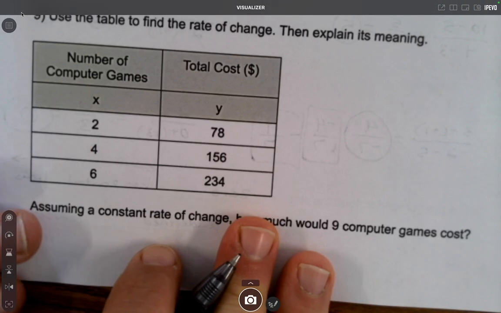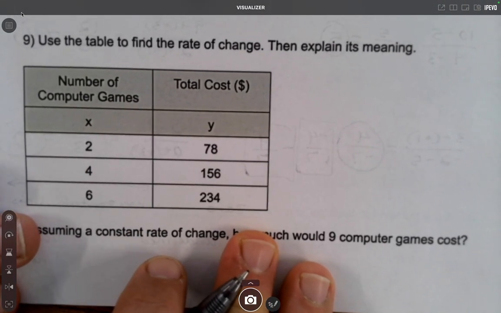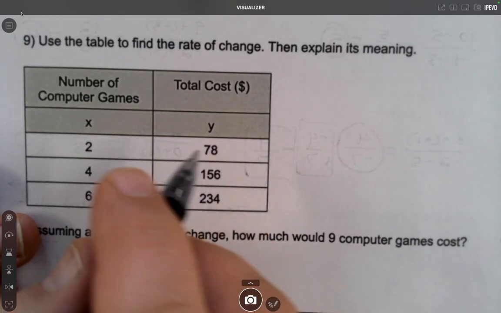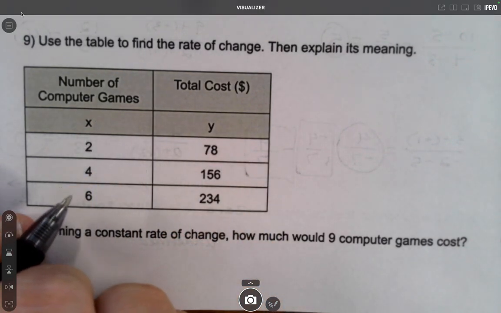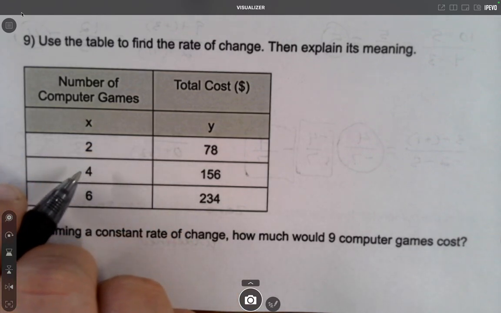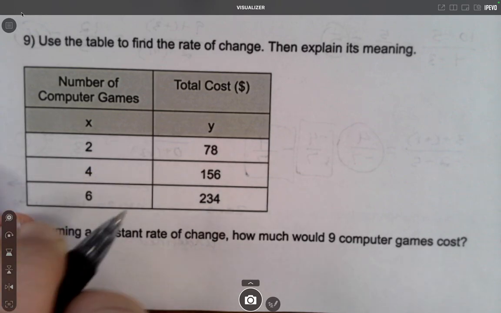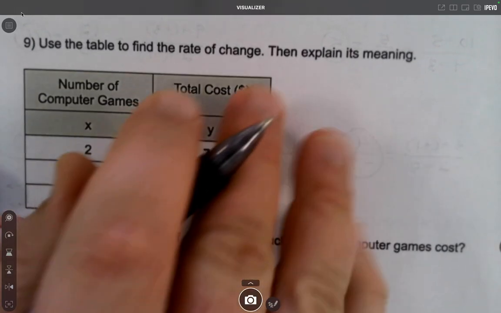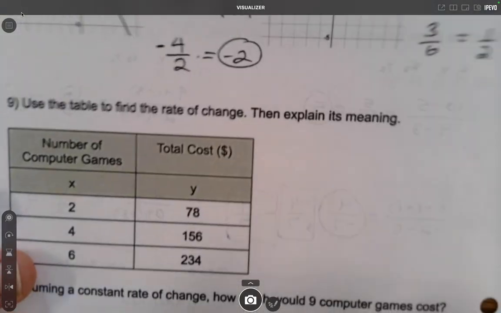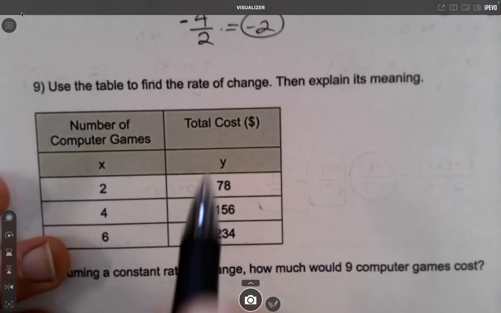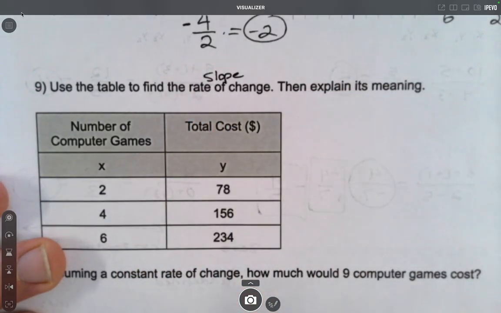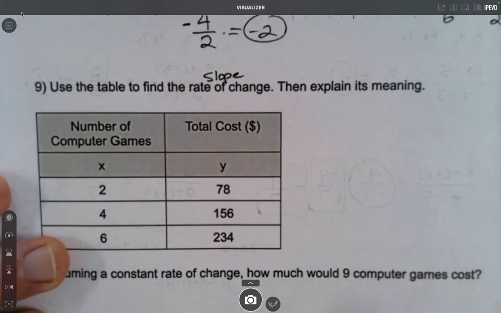All right, last example, we want to talk about what the slope actually means in context. So someone went to buy computer games, and this is how many someone bought, this is how much they paid, this is how many someone else bought, how much they paid, and so on. So just like with the tables up here, you can pick whichever 2 points you want. Now, they said find the rate of change. Just a reminder that's the exact same thing as slope. No difference, just a different term that means the same thing.